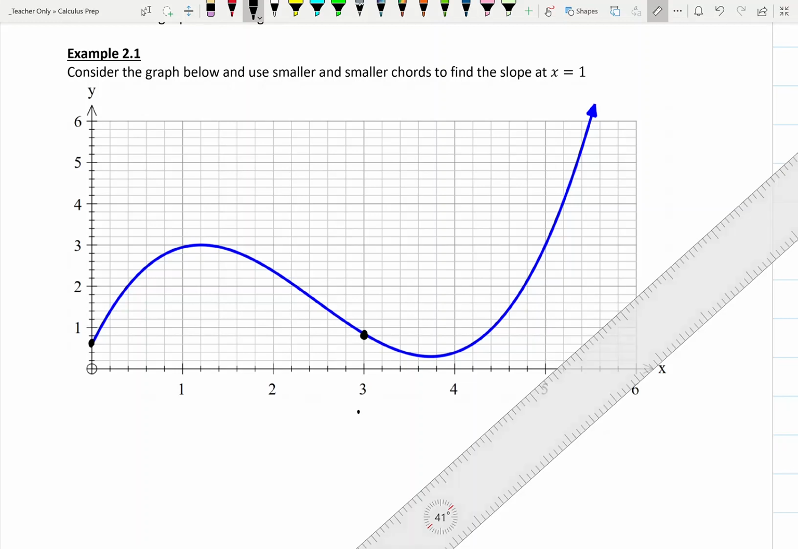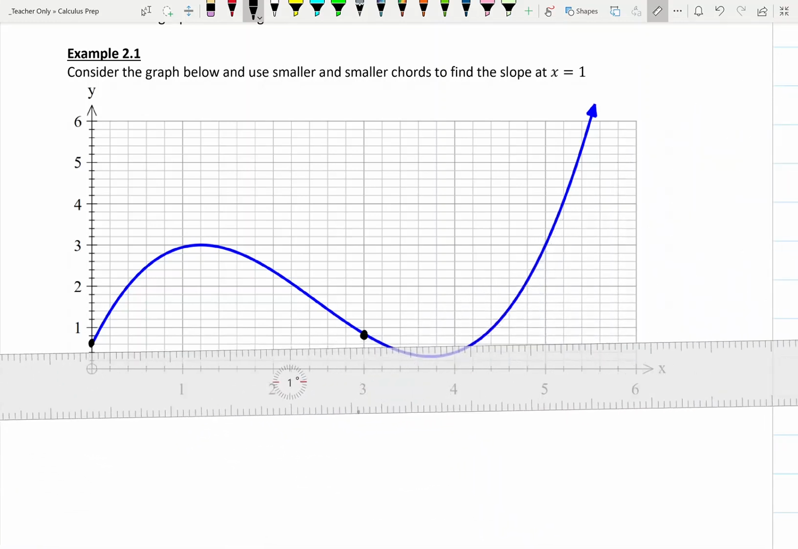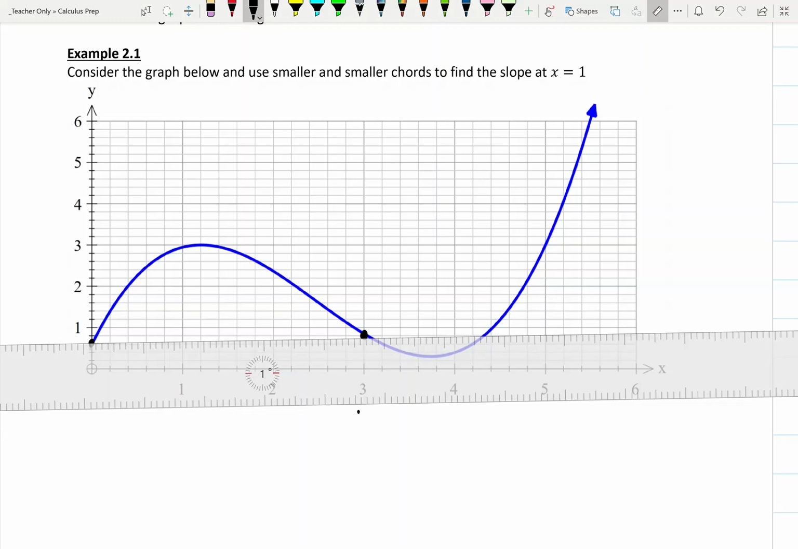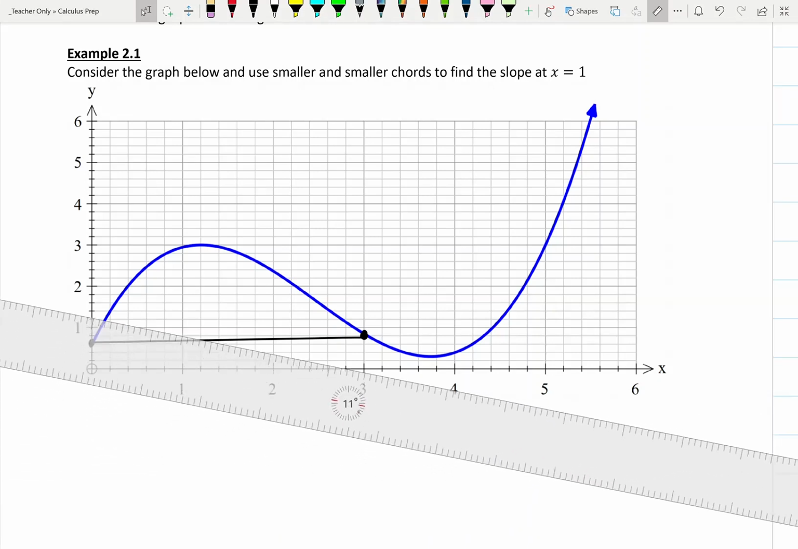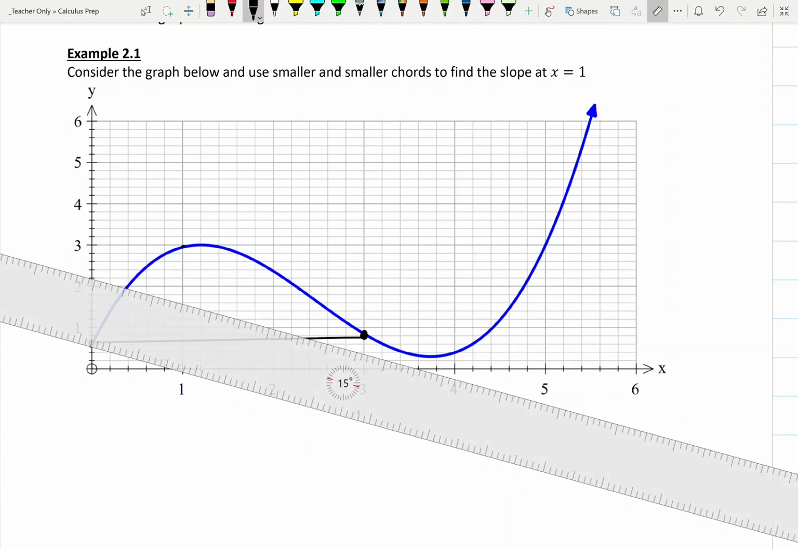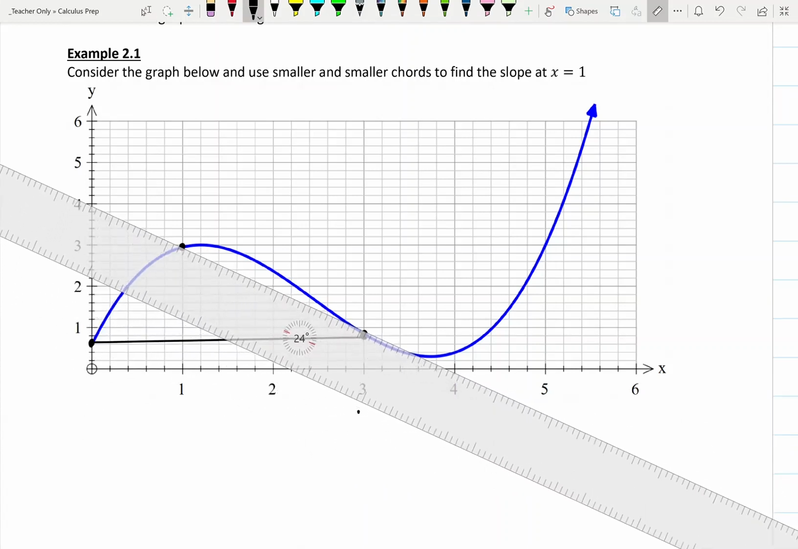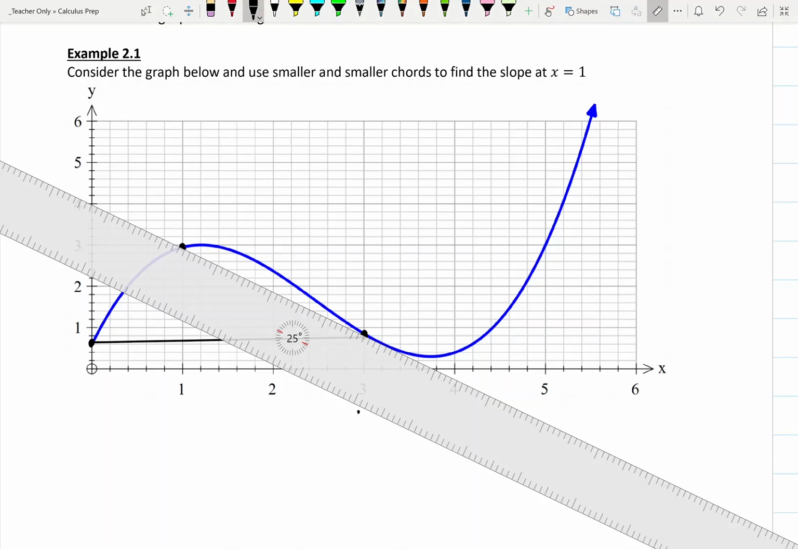Now, if I draw a chord from 0 to 3, then that is going to give me a terrible estimate of the slope at 3, isn't it? The slope at 3 is quite clearly negative. The chord is quite clearly positive, so they're not even the same sign. So then we make a slight change, and let's draw a chord from 1 to 3. So this time it's negative, so it's at least a better estimate. It's still not a fantastic estimate because we've got this big region of deviation in here.